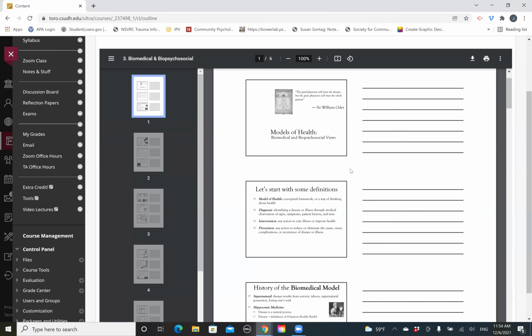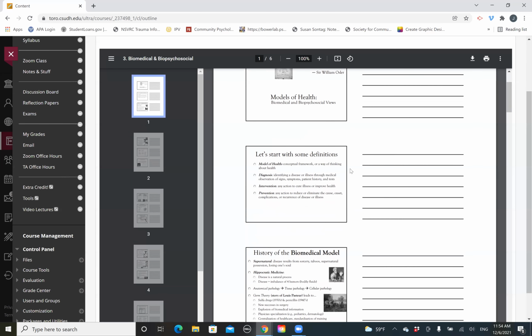So what we're going to do with these models of health is, again, definitions are important. Models of health are conceptual frameworks for ways of thinking about health. A diagnosis is identifying a disease or illness through medical observation of signs, symptoms, patient's history, and tests. An intervention is any action to cure illness or improve health. Prevention is any action to reduce or eliminate the cause, onset, complications, or recurrence of disease or illness.